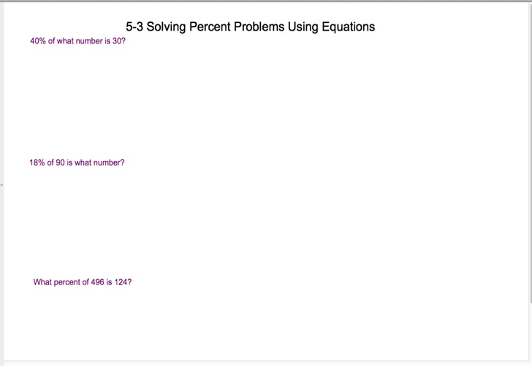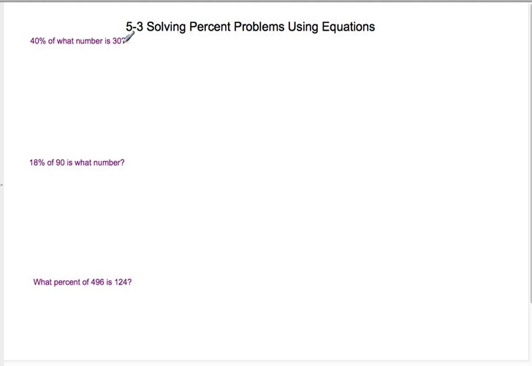Hello, in this video I'll be talking about solving percent problems using equations. In the last video we solved percent problems using proportions. I find using equations to be a little simpler, so we're going to try this technique out, and once you learn this you can use either technique that you like. So let's start out with this problem.